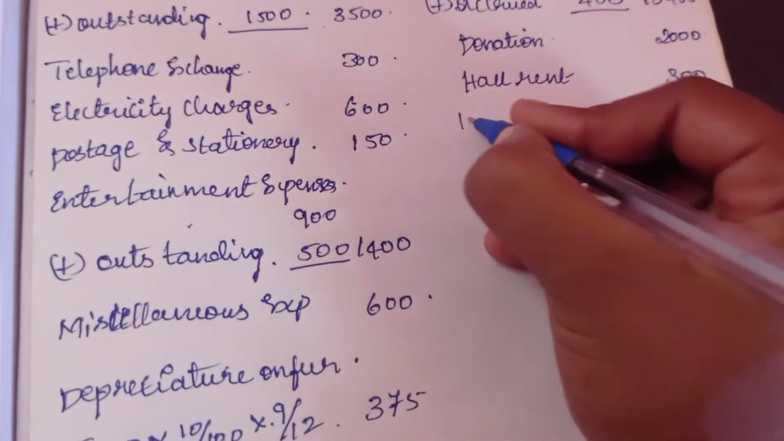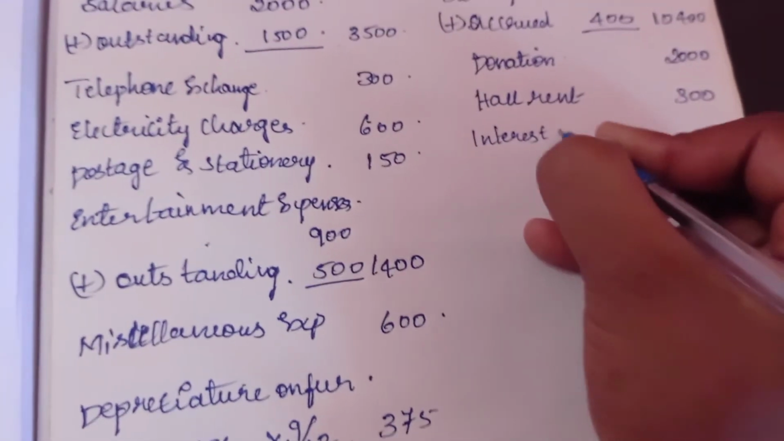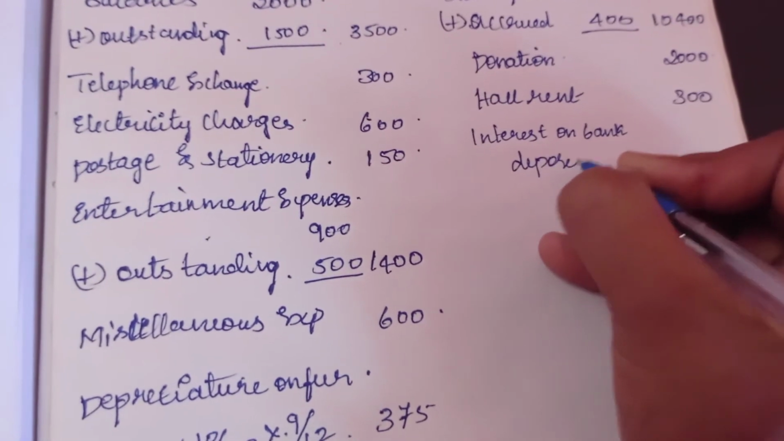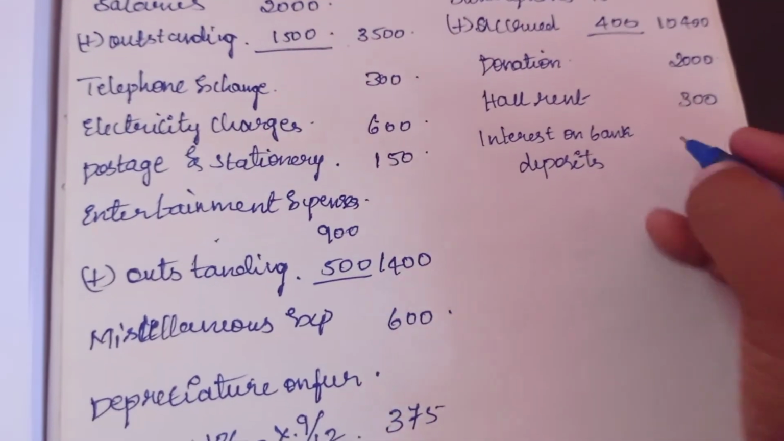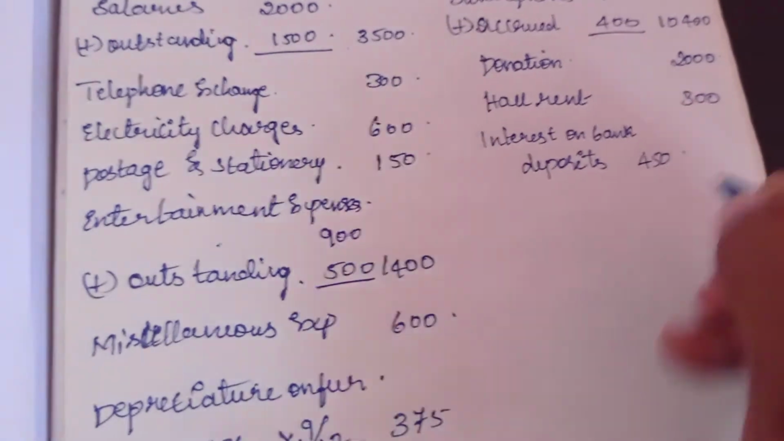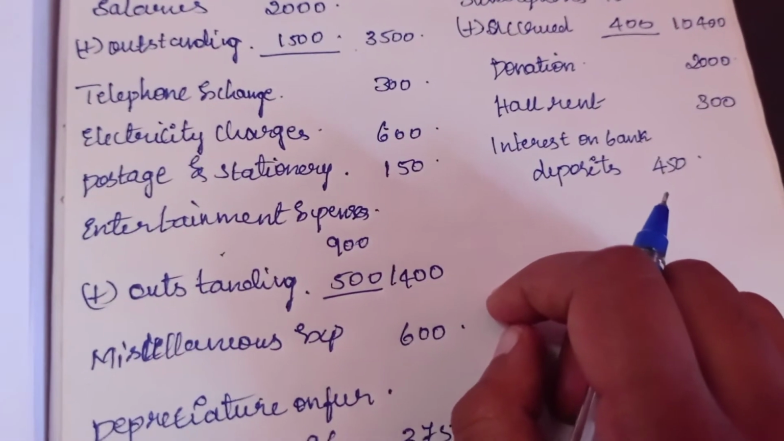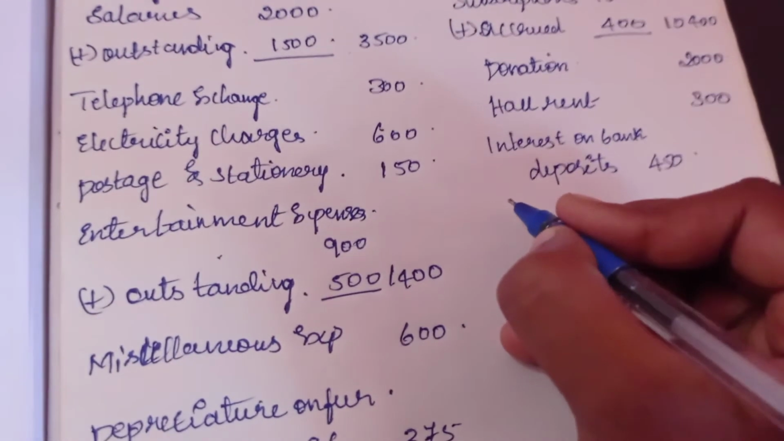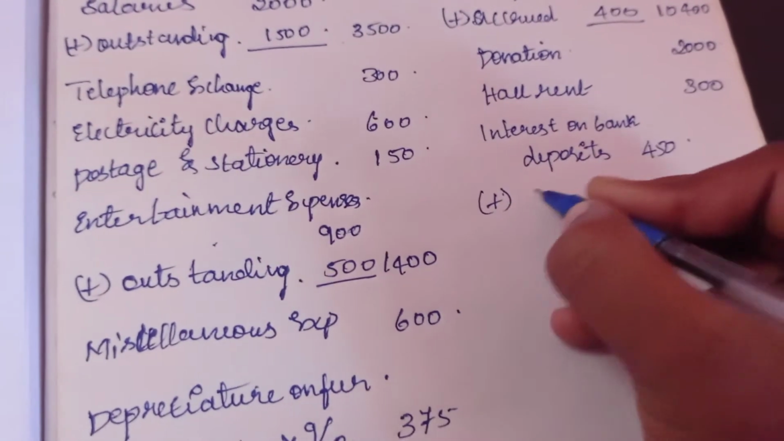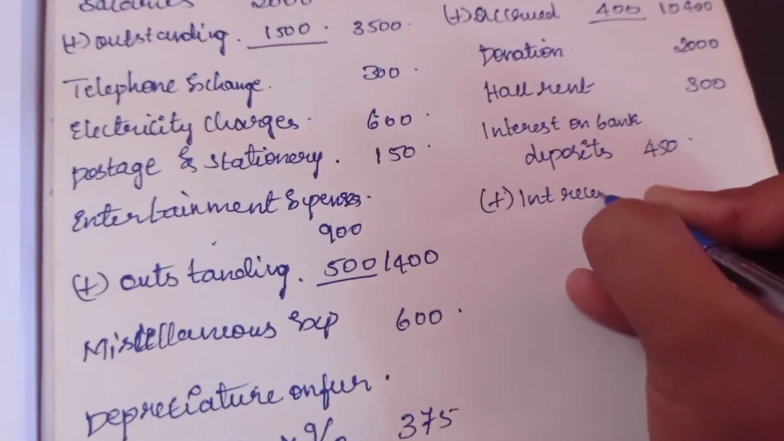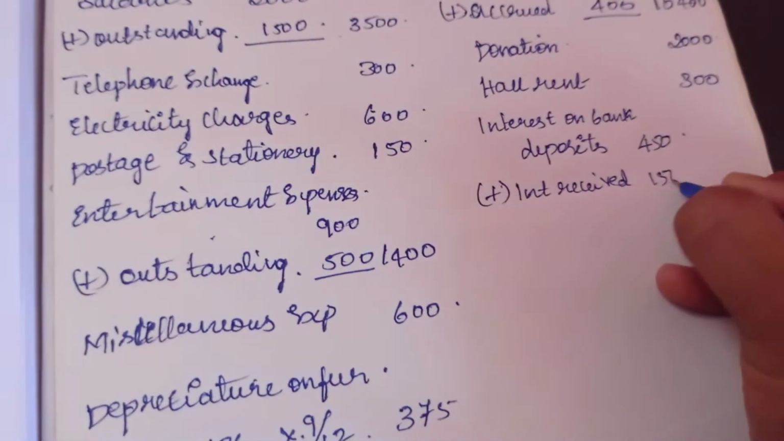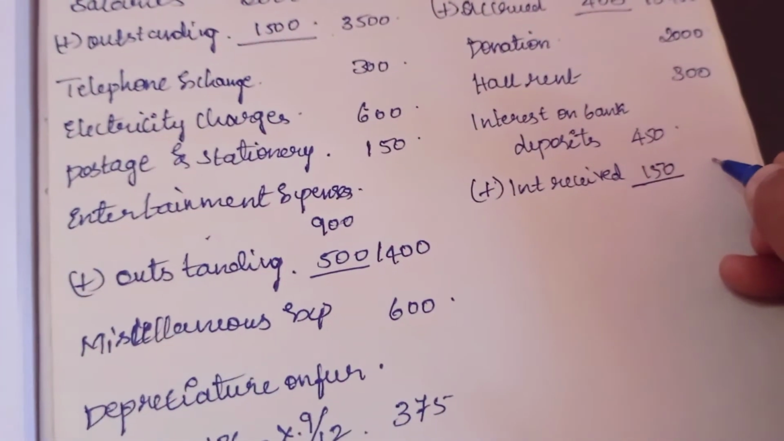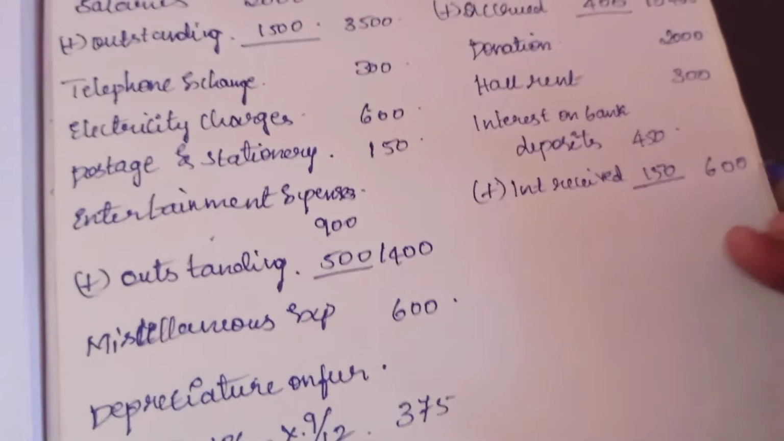The next one is interest on bank deposits. Interest on bank deposits is 450. Carefully see the given additional information. They have given us bank interest received. So we need to add the interest received. They have given us 150. The total is 600. 450 plus 150 is 600.